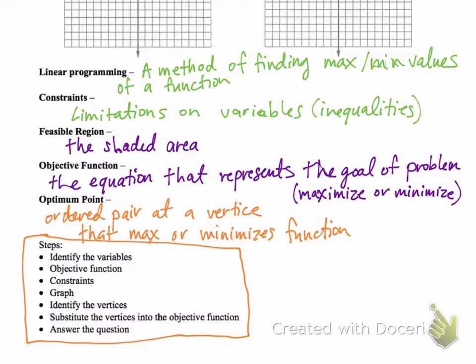But those are the steps that you have to take, and I'm going to check each part whenever I'm grading your test. So you want to identify the variables, write the objective function, write the constraints, graph it, identify the vertices, plug them into the objective function, and answer the question. And this may not make sense right now, but we're about to do some examples that show you what it looks like.